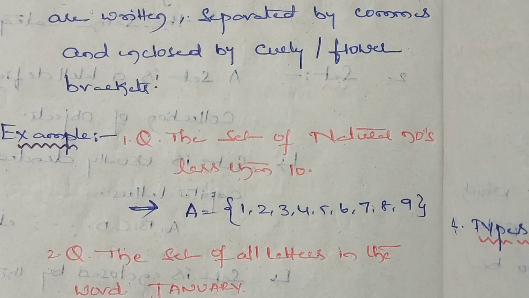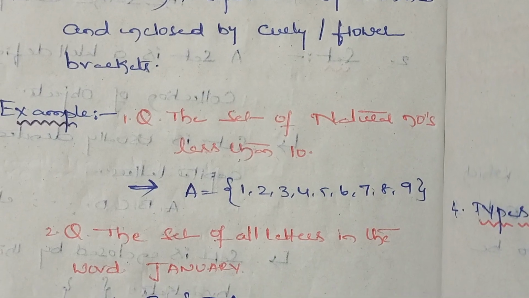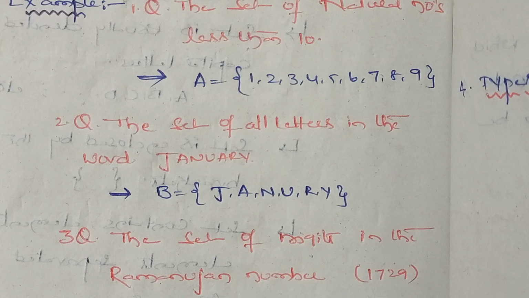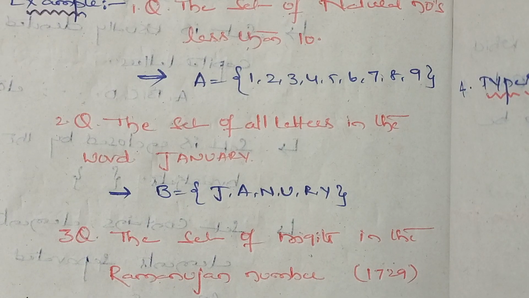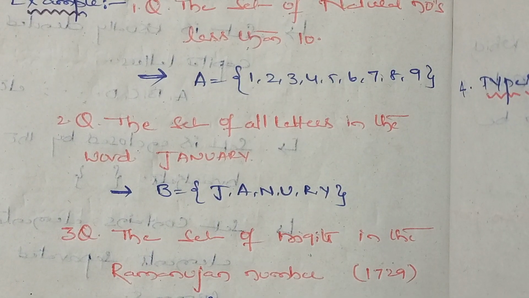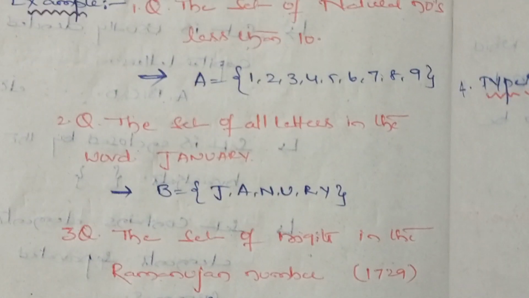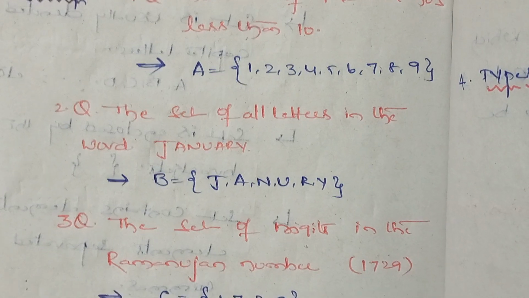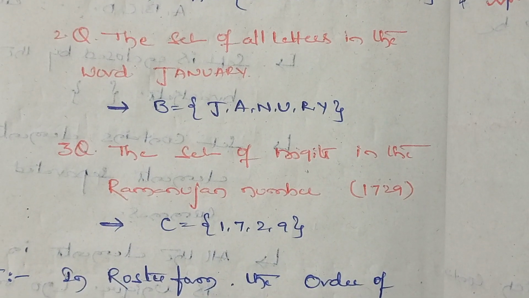So what is the condition of less than 10? It should be up to 9. So this is a list, the sequence of numbers, or list of numbers we call it. So it is a representation of roster form, students. Coming to the next example, the set of all letters in the word January. Give the name of the set, that is B, open brackets and J, A, N, U, R, Y, where the letter A is repeated, we don't take into consideration, students.